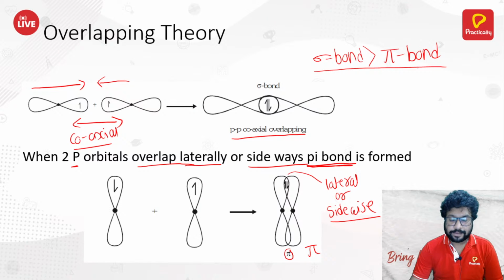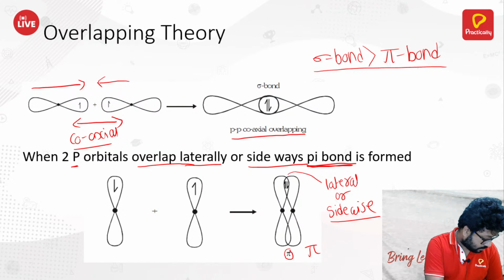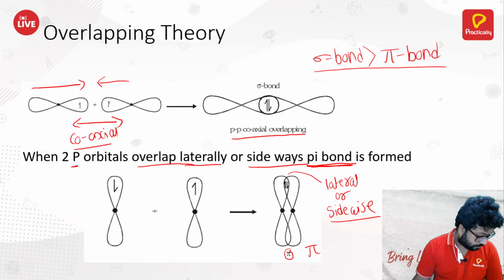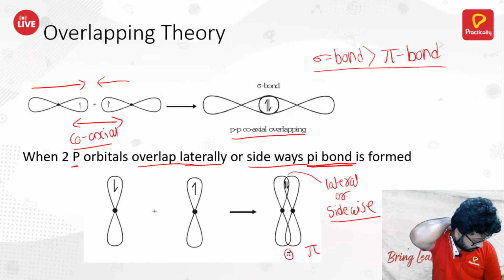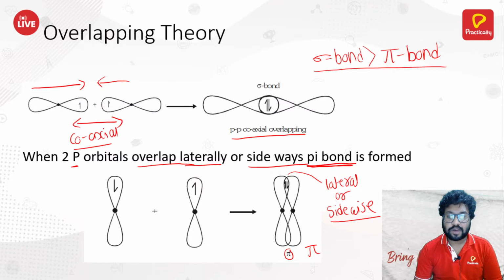I'll give you some time for a doubt if you have any. Yes, Sajid. PP, PS, and SS all are sigma. PP can give you sigma also and pi also. PS will always give you sigma and SS will also always give you sigma. Okay. Shall we move ahead? If you have any doubt, you can ask me.